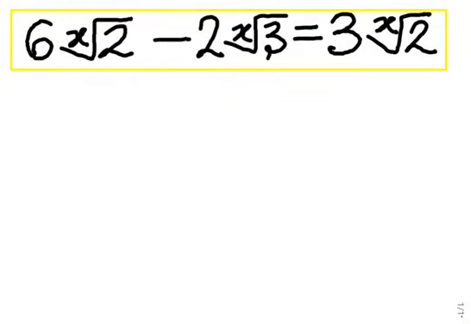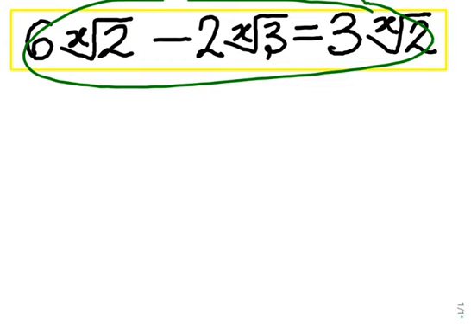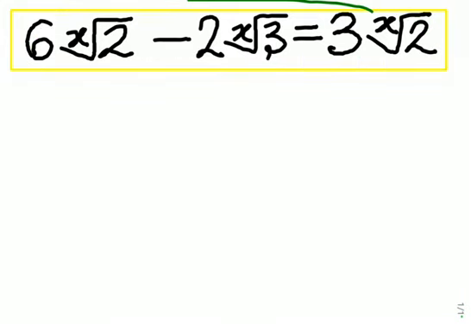In this video, I am going to provide the solution to this beautiful exponential equation. We are given that 6 multiplied by the x root of 2 minus 2 multiplied by the x root of 3 is the same thing as 3 multiplied by the x root of 2. How do we solve for x?